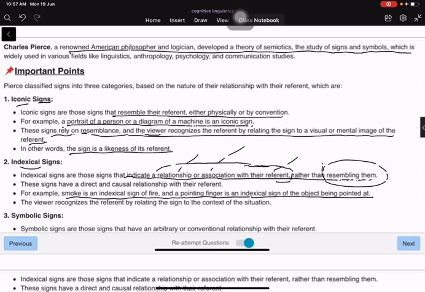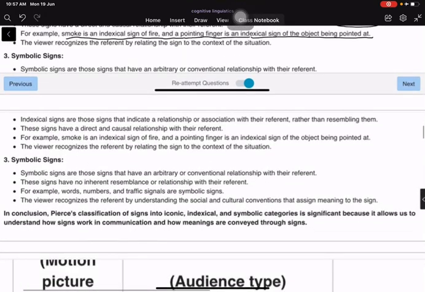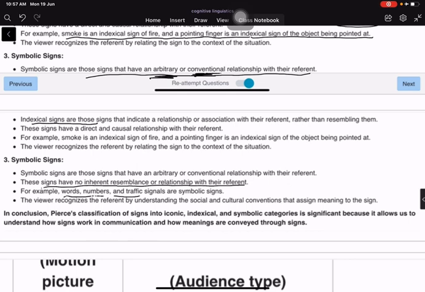being pointed at. Now, symbolic signs are those signs that have an arbitrary or conventional relationship with the referent. Arbitrary or conventional. These signs have no inherent resemblance or relationship with their referent. For example, words, numbers, and traffic signals are symbolic signs.